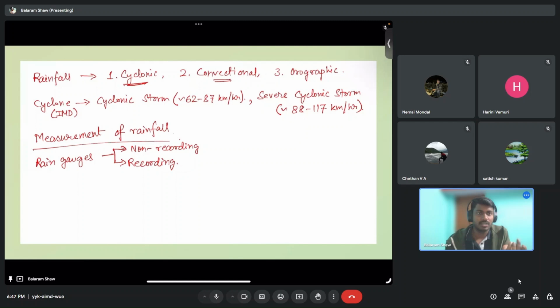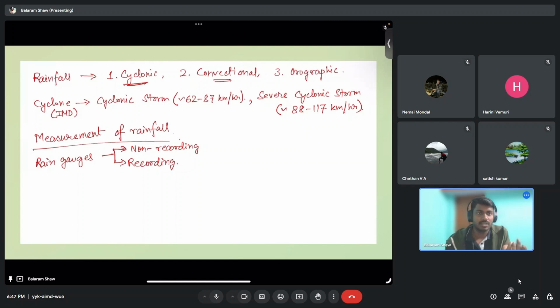The standard time for recording in this non-recording rain gauge, that is Symons rain gauge, is around 8:30 a.m. Every day at around 8:30 a.m., whoever is doing this measurement will come and check the rainfall measurements. Rainfall measurements will be either in millimeters or centimeters, something like that, right? Then they will throw the water away. Again the next day, whatever rainfall has happened, they will see at around 8:30, and every day they will get daily rainfall data.